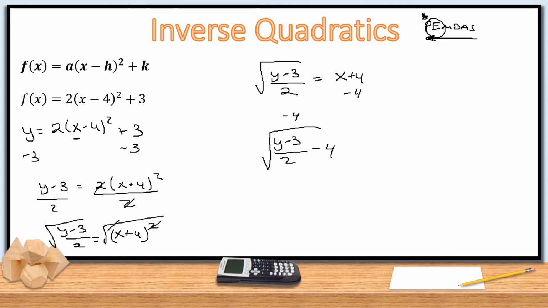Minus 4. So the minus 4 is not inside that square root, is equal to x. Okay, got x on its own. Now I can do the switch and replace it with f inverse. So f inverse of x is equal to square root of (x minus 3) all over 2, minus 4. And then the verification part.